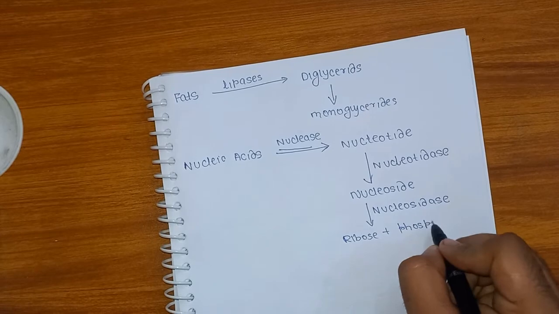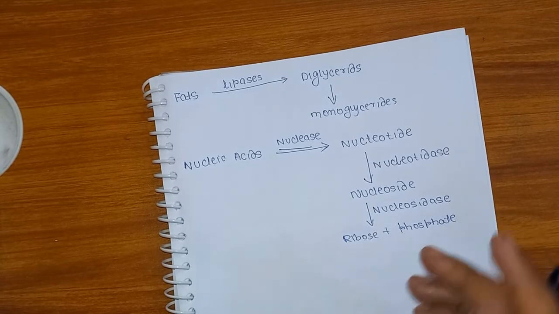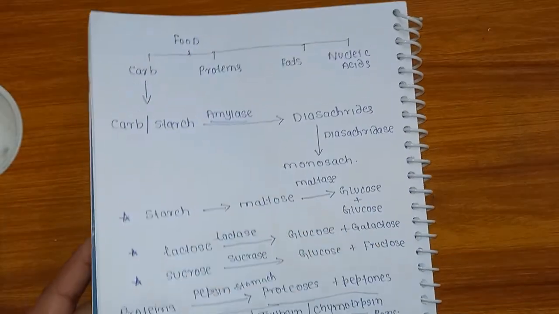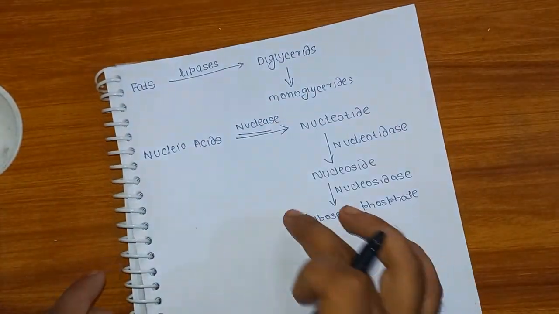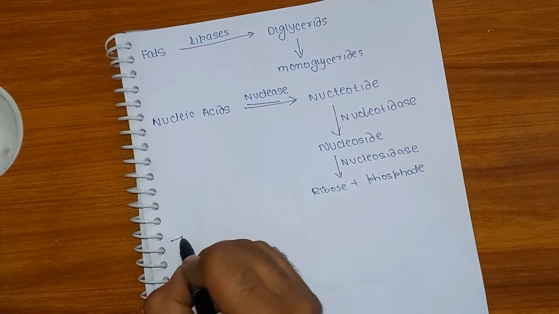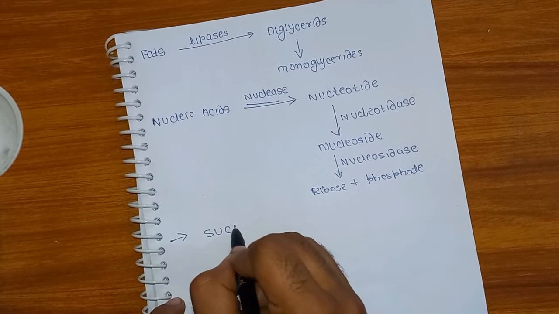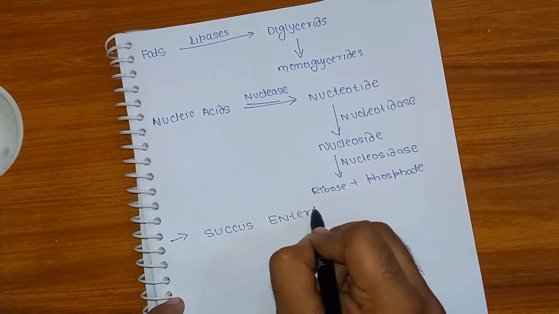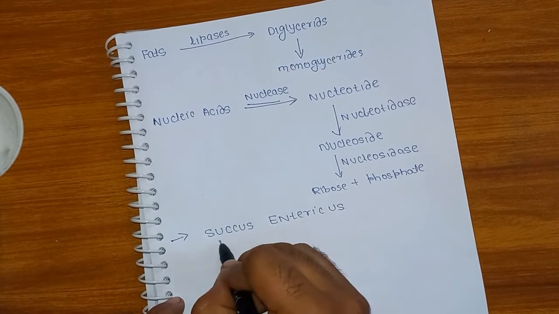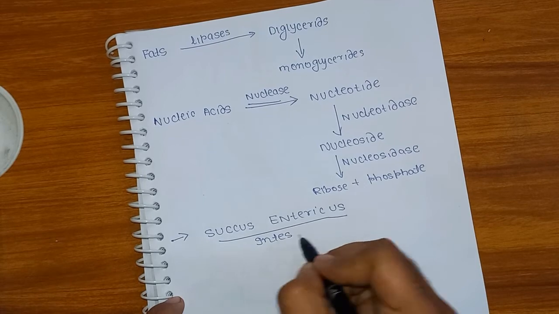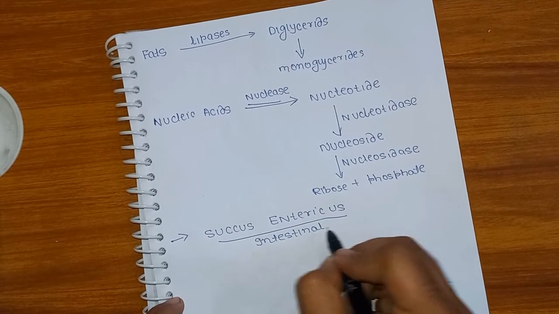So we talked about the digestion of all the main components of food, whether it was carbohydrates, proteins, fats, or nucleic acids. One thing I forgot to talk about: succus entericus. What is succus entericus? It's also called intestinal juice.